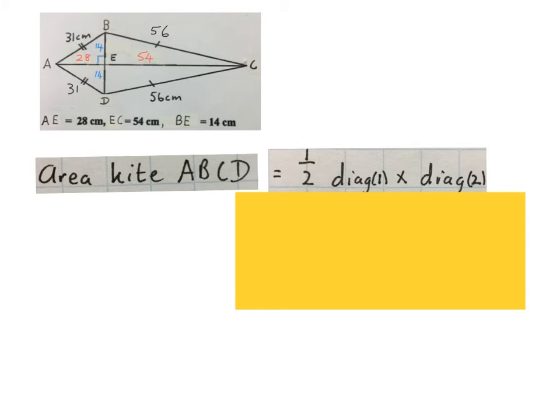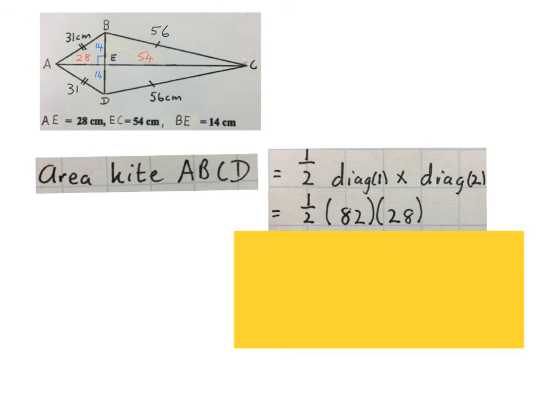Now, to work out the area of kite ABCD, it's actually an easy formula. It uses the same formula as the area of a rhombus, so it's worth learning it. The formula says you're going to go half times the one diagonal, which is that line, times the second diagonal, which is that one. If you add the 28 and the 54, you're going to get the 82. If you add the 14 and the 14, you're going to get the 28.